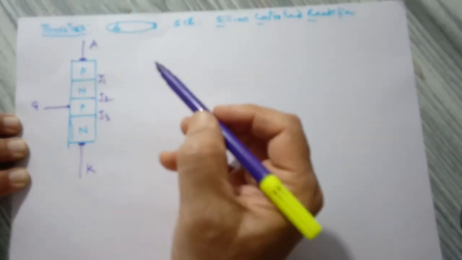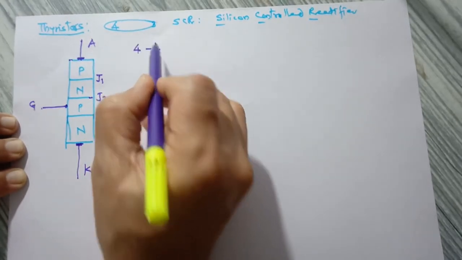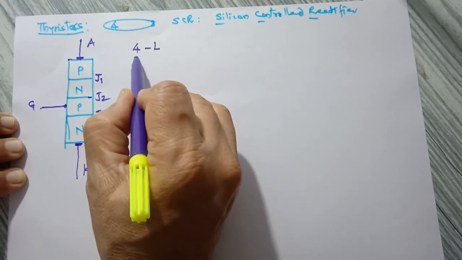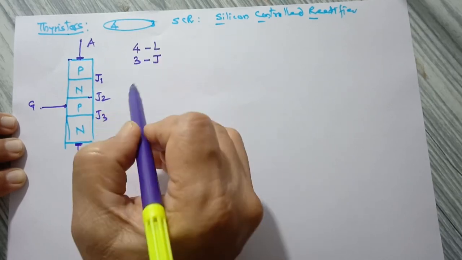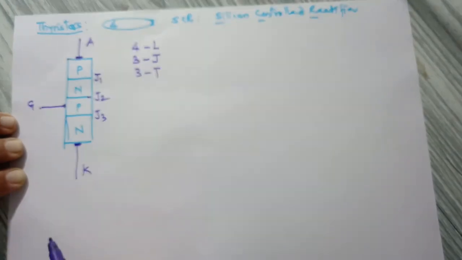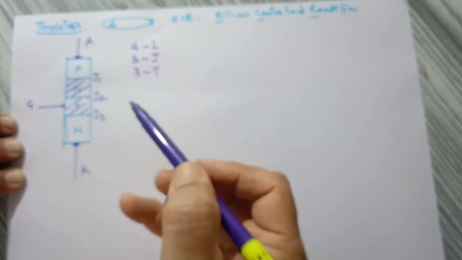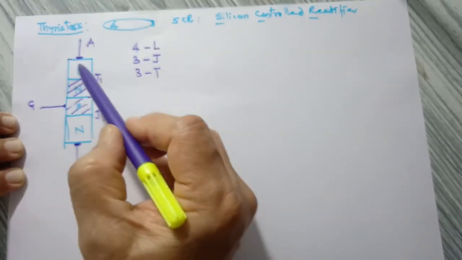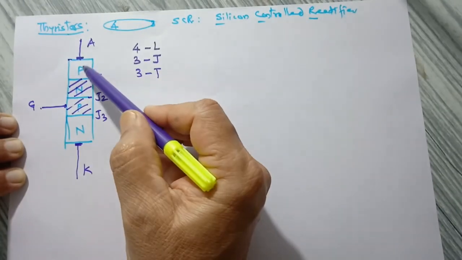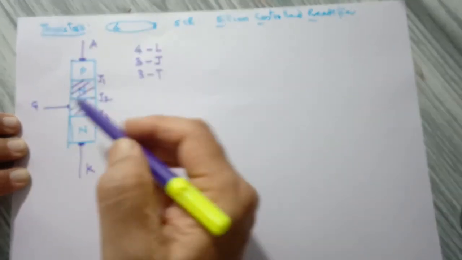So from this structure, you can see that it is a 4-layer device. It has 3 junctions and it has 3 terminals. While manufacturing, the doping level in the 2 inner regions is kept low as compared to the doping level of the outer 2 layers for getting the best characteristics. We shall discuss it later.